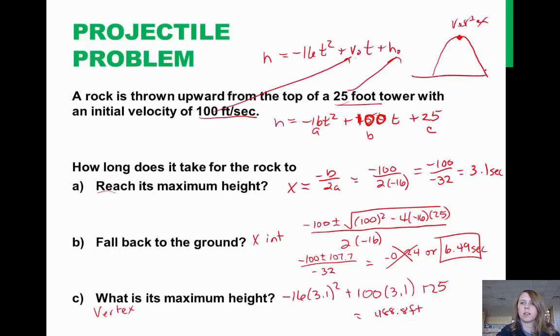So if you think about it, the vertex is about the maximum height and when it reaches that height. And then the x-intercepts are when it leaves the ground and when it hits the ground. Those are the two things we're looking at in this type of problem. That is it for this video.